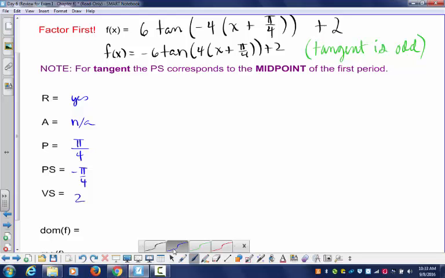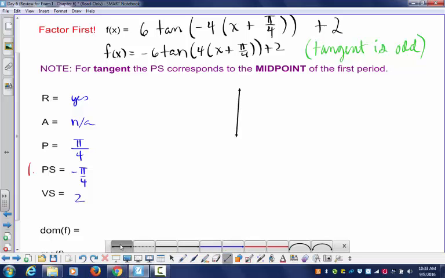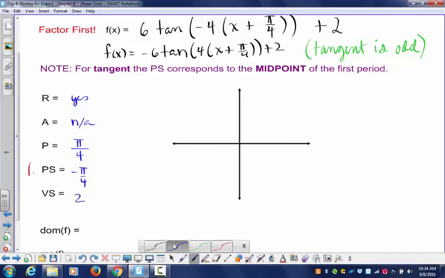All right, so we are certainly going to start with the phase shift. Like we always do, start with the phase shift. Figure out how far left or right we're going. So I'm going to just put negative pi over 4 somewhere on the graph. Negative pi over 4. Second step is definitely the period.